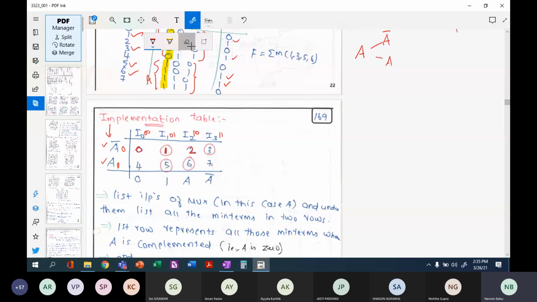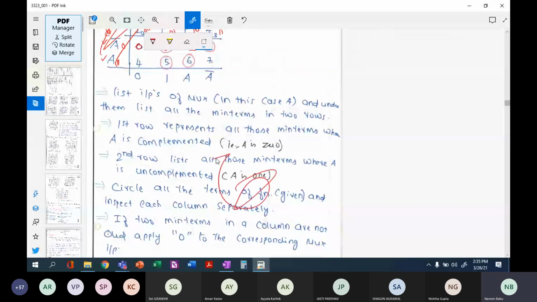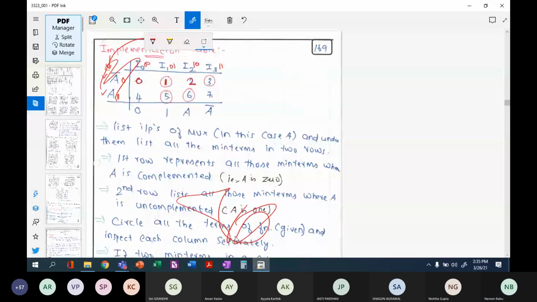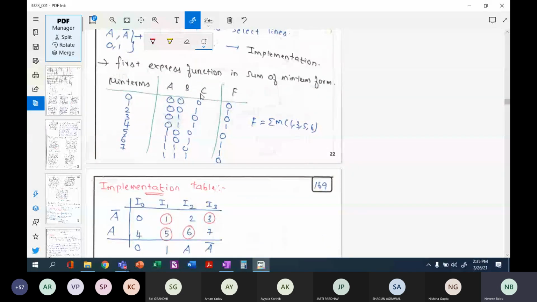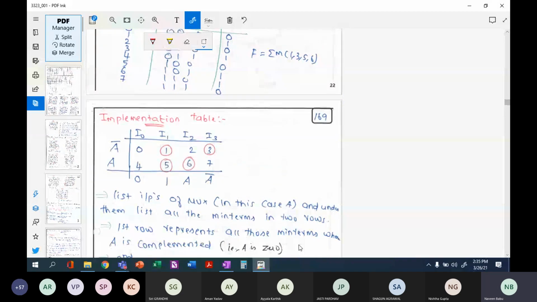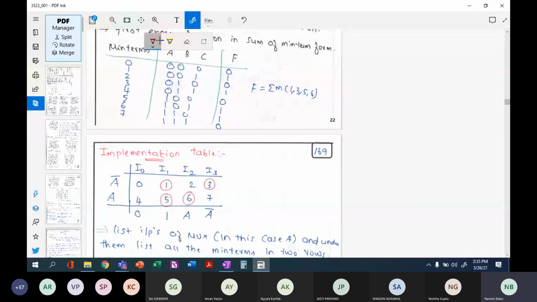Now what is the rule here? Now what is your required given function? Your given function is 1, 3, 5, 6. Just circle all those particular min terms here. So circle 1, circle 3, circle 5, and circle 6.